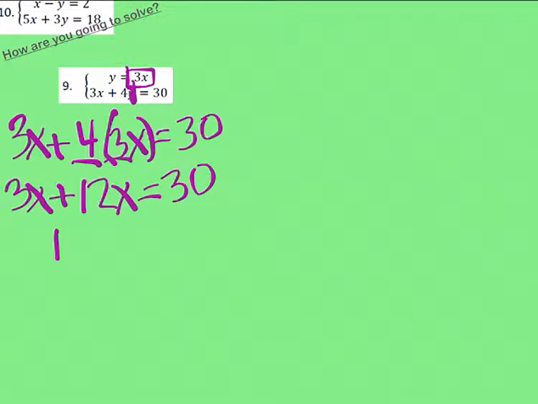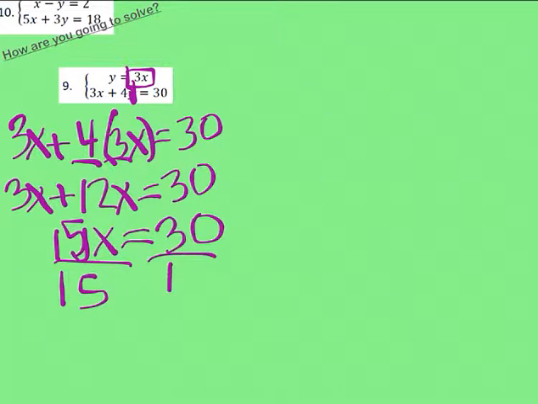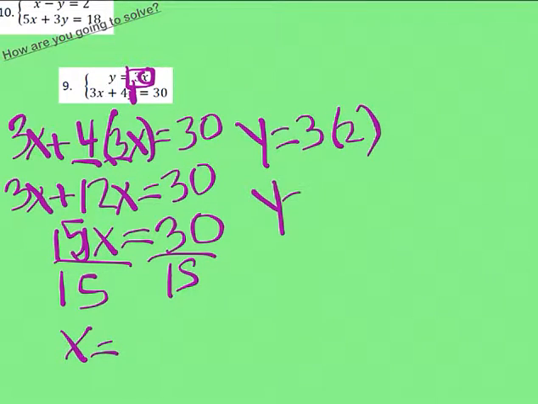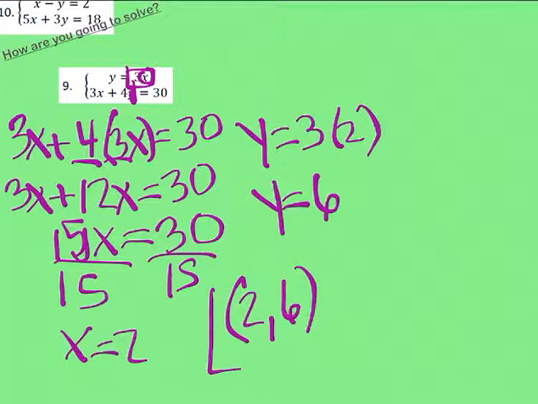So then I get that 15x is equal to 30. Divide both sides by 15, and I get that x is equal to 2. We know that y is equal to 3 times x. So really, y is just equal to 3 times 2, which means that y is equal to 6. So then we have the point (2, 6) as our solution for number 9.